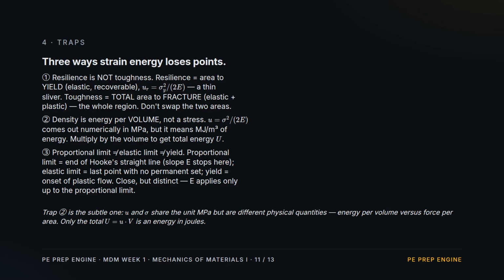Traps. 3 ways this topic bites. 1. Resilience is not toughness. Resilience is the elastic area up to yield, a thin recoverable sliver with a clean formula. Toughness is the total area all the way to fracture, elastic plus plastic. Don't swap them. 2. Energy density is per unit volume, not a stress. It just happens to share the unit megapascal. Multiply by the volume to get an actual energy in joules. 3. Proportional limit, elastic limit, and yield are 3 distinct points. The modulus only describes the straight line up to the proportional limit.